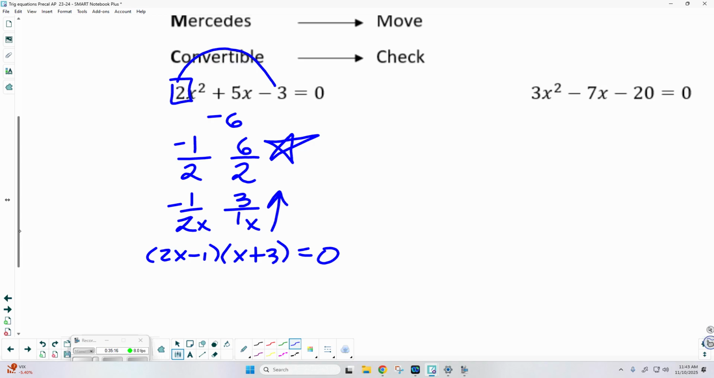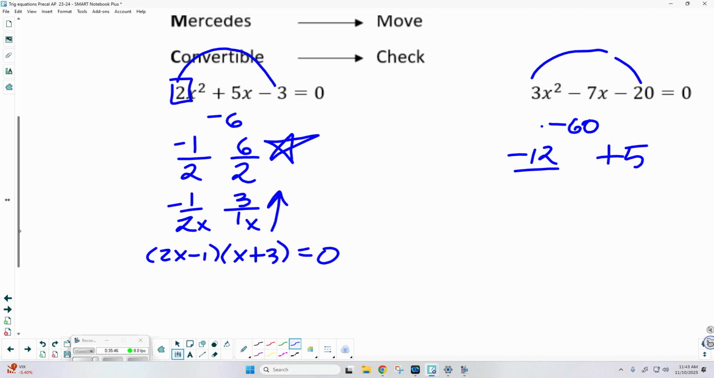3x squared minus 7x minus 20. Okay. What's 3 times negative 20? Negative 60. So I'm looking for a negative and a positive. Whatever two numbers I choose has to add to give me negative 7. And there are two. See, that's why this is the most important step. Negative 12, positive 5.